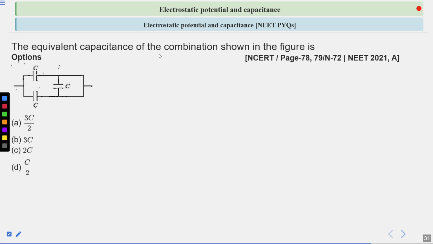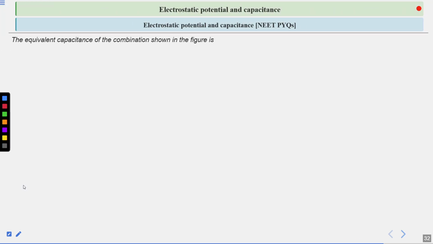Now, find the equivalent capacitance of the combination shown in the figure. You have to tell the equivalent capacitance of this combination. Your options are 3C by 2, 3C, 2C and C by 2. I will give you some time. So the correct option is C, 2C. Let's see the solution.